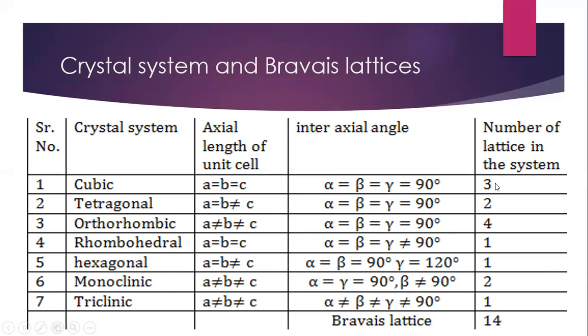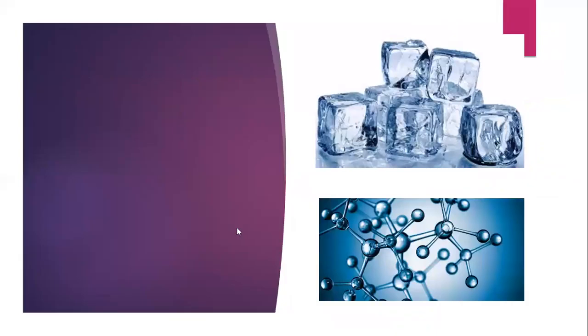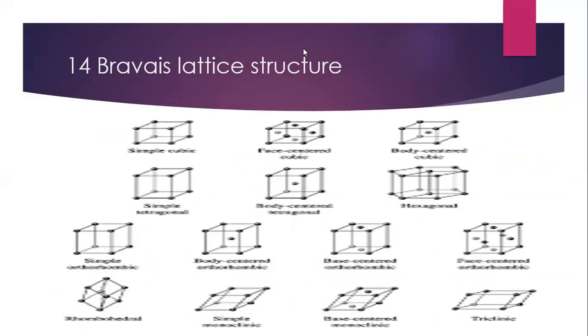सो देयर आर टोटल हाउ मेनी, yes, unit cell, number of unit cell will be 14. So this is called as a Bravais lattice. So these are the following structure. Okay, so we finished with the part of the unit cell and the crystal lattice.